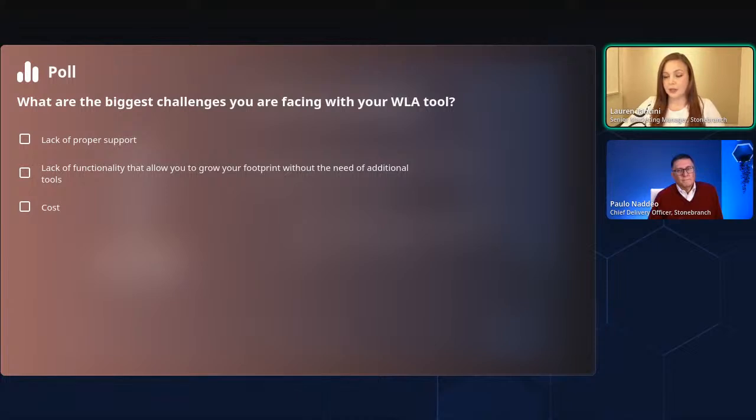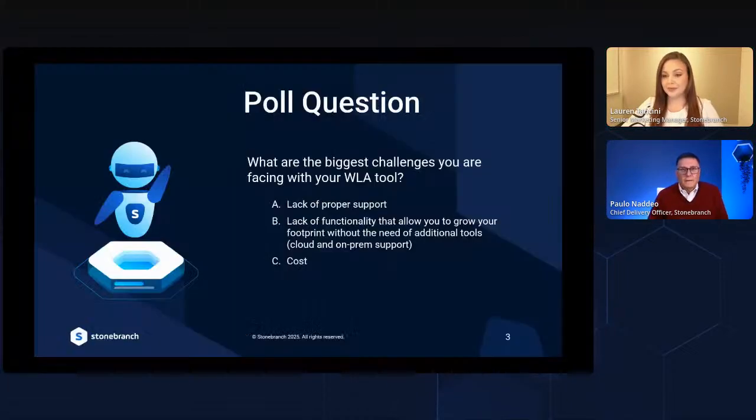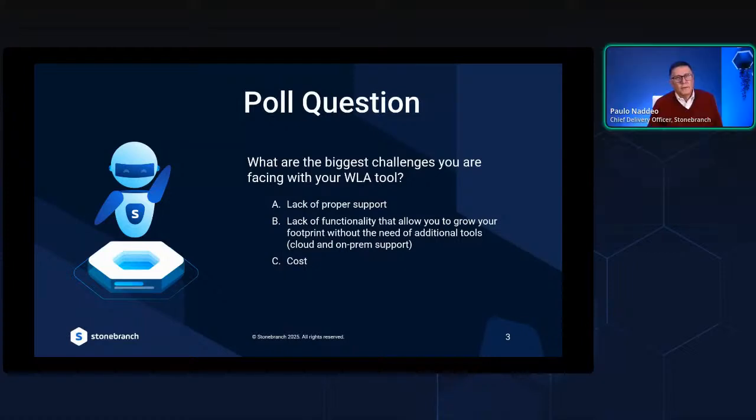All right, we are going to close the poll. All right, it looks like there's a tie between lack of functionality and cost. Yes, so that's interesting but expected, right? So we are seeing that with the change of technology and the shift to the cloud, many of the tools cannot handle both at the same time, and of course, cost is also a factor in these tools, right? These enterprise tools.